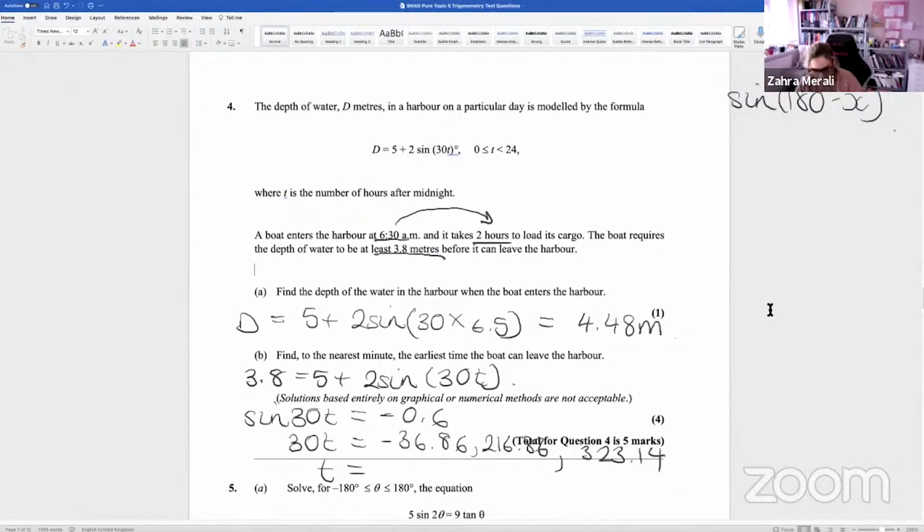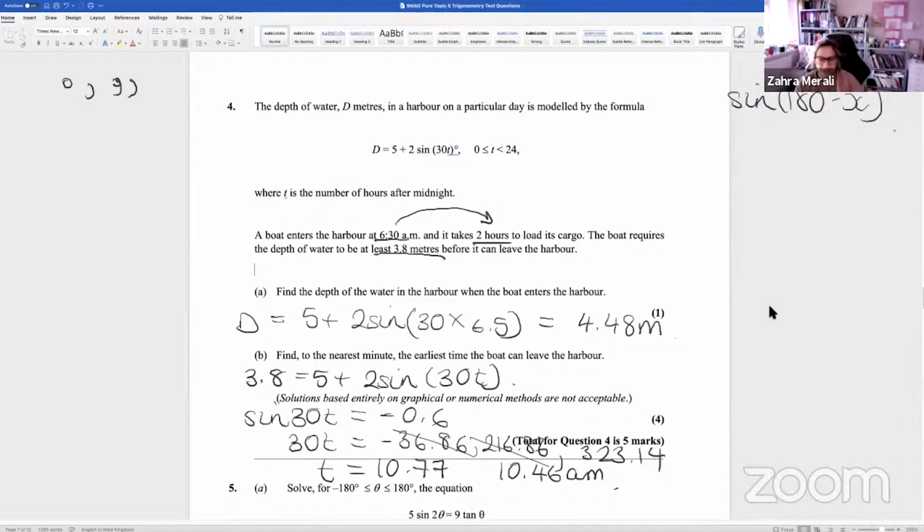I know the first one doesn't give me a correct answer, and that doesn't either. Dividing by 30 gives me 10.77. Now 10.77 is the time in hours. There's a button on your calculator that looks like this, I don't know whether you've come across it, and that'll change it into time. Otherwise, you can just take 0.77 and times it by 60 to get the number of minutes. And we end up with 10:46 a.m.